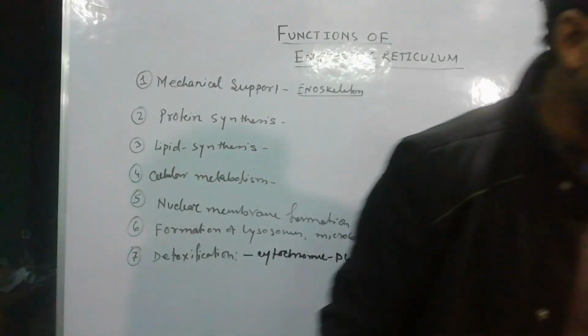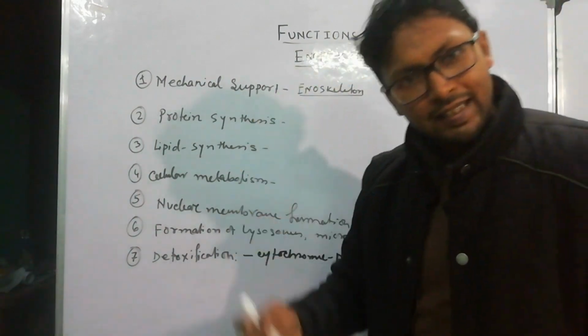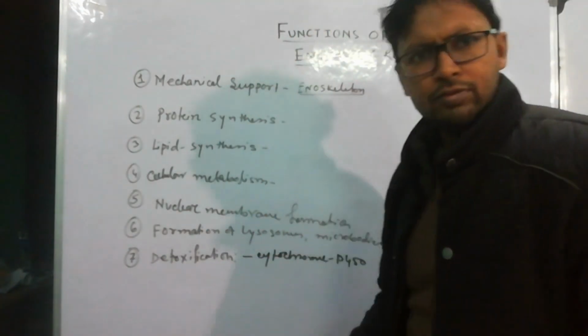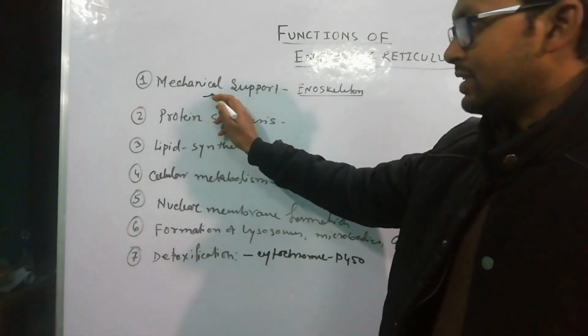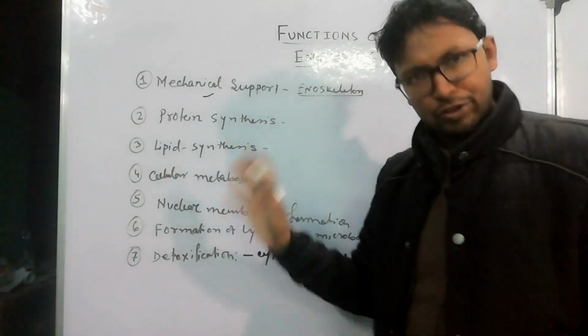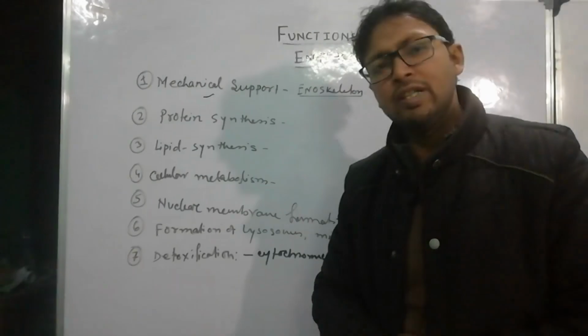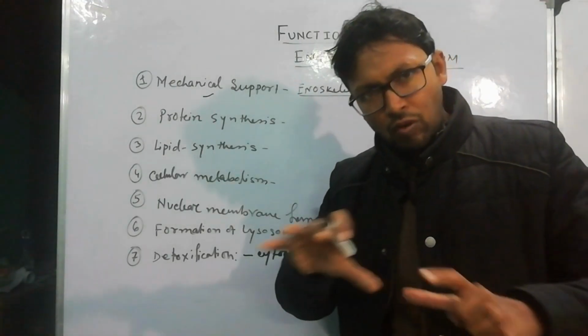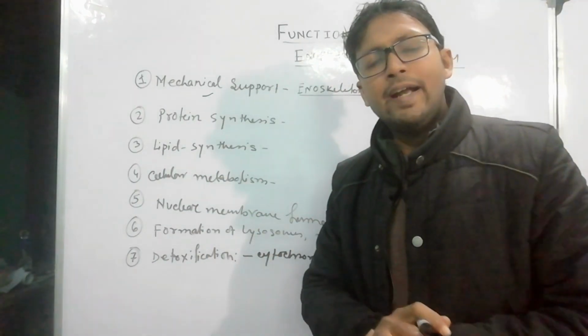So now we are going to discuss the functions. The functions we have already discussed, but serially I am going to discuss them here. First, the mechanical support. It is the endoskeleton, that is, the microbodies and microfilaments present in cisternae, vesicles and vacuoles. These are all microbodies and microfilaments. They form a cellular endoskeleton.